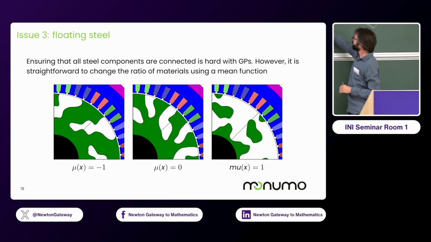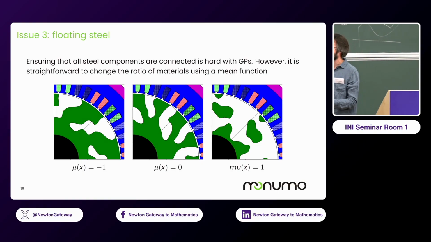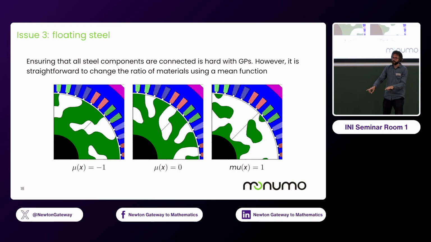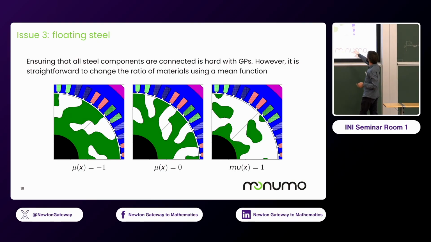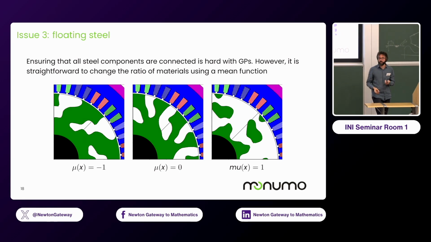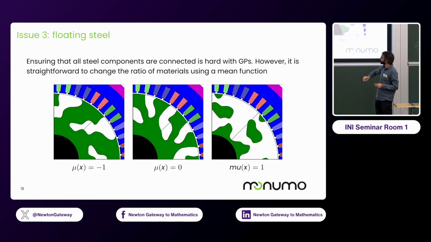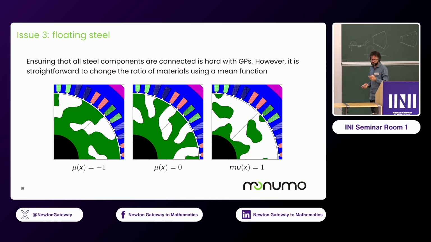I could either change the threshold, but in practice it is nicer to just shift the mean of the Gaussian processes to bias towards one material or another. So if I have a negative mu, I will make the value of the Gaussian processes smaller and I will have more steel. If I make the value positive, I will have more air in the rotor. So with very small values of mu, it's pretty much all steel, and there won't be floating pieces of steel with high probability.